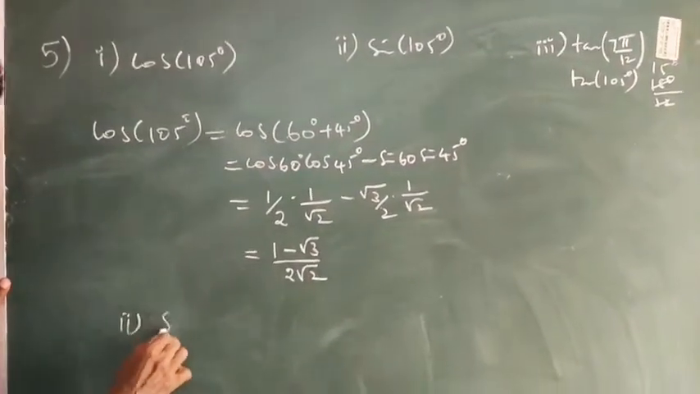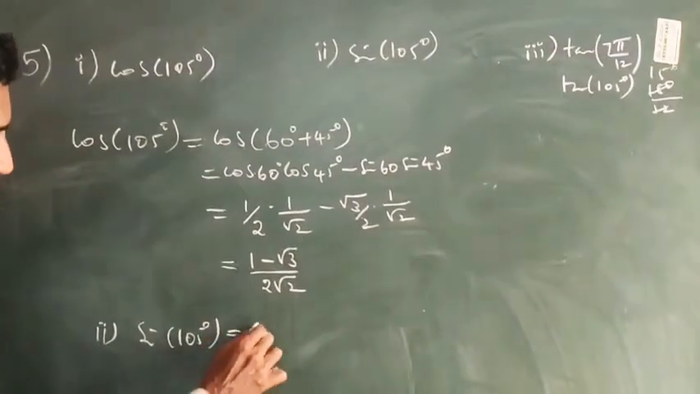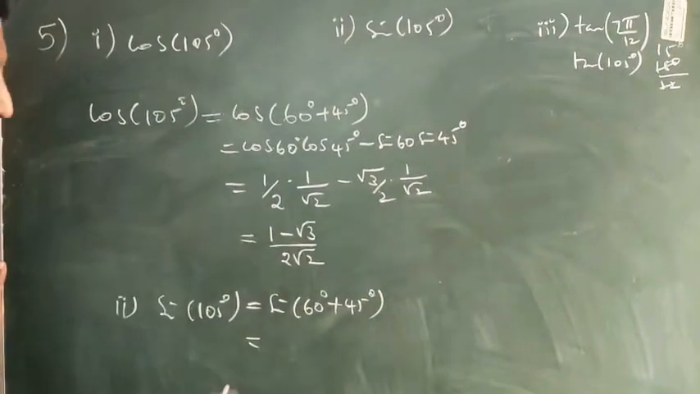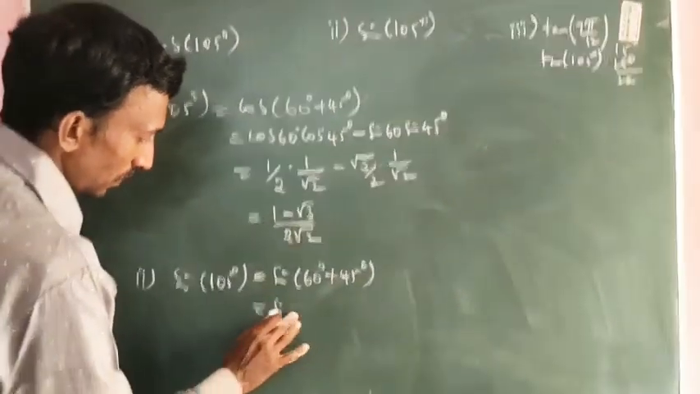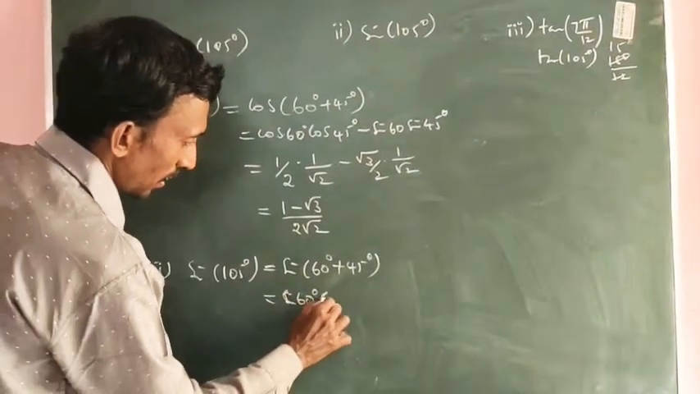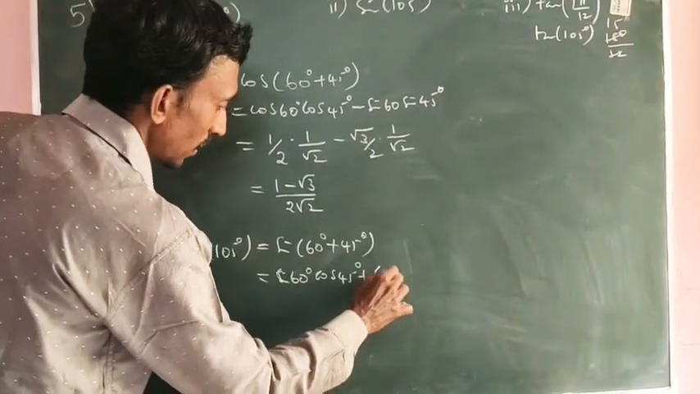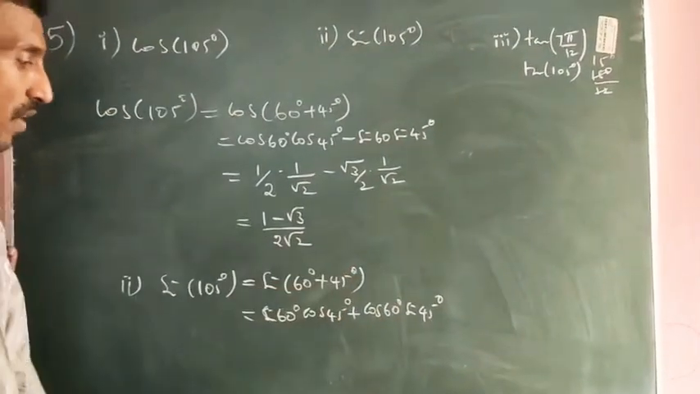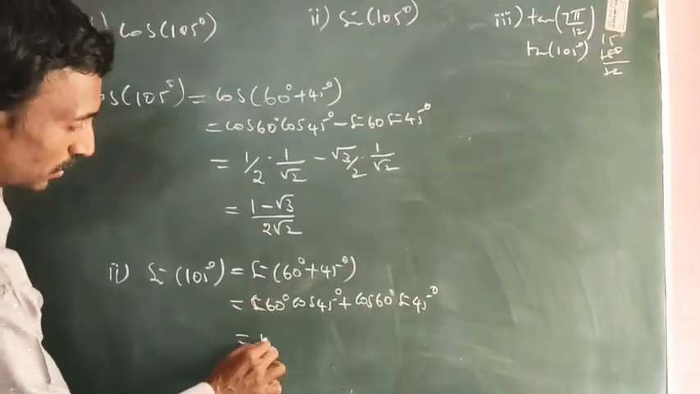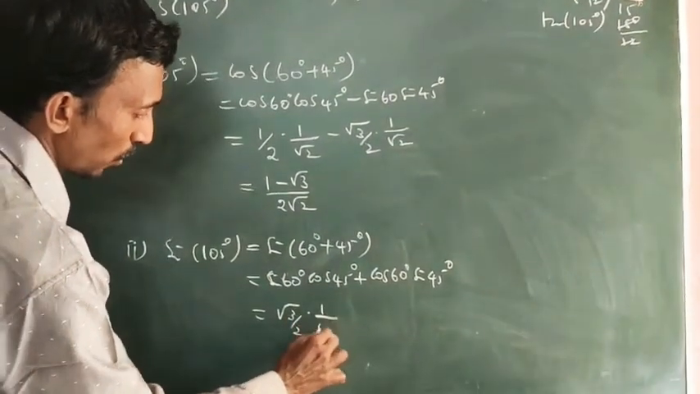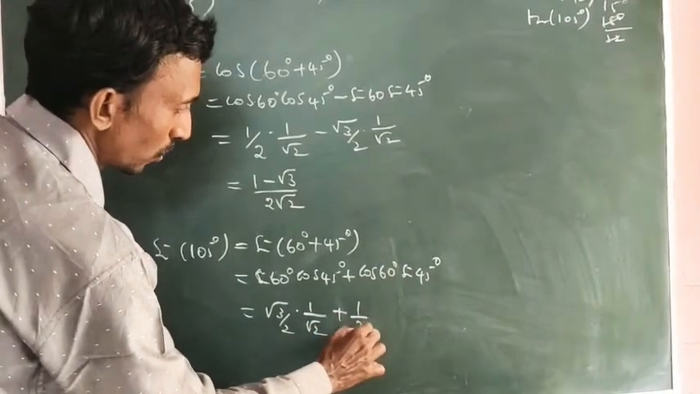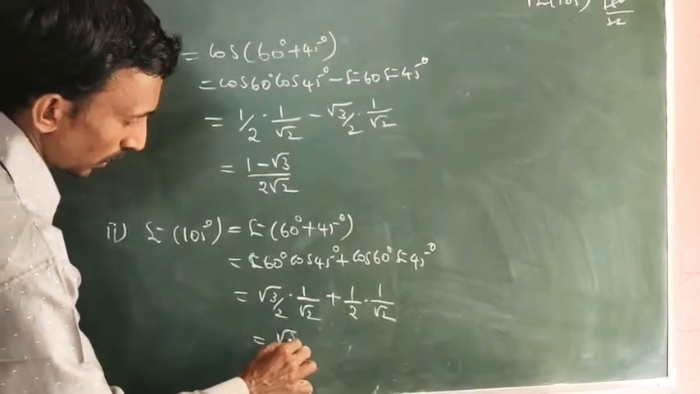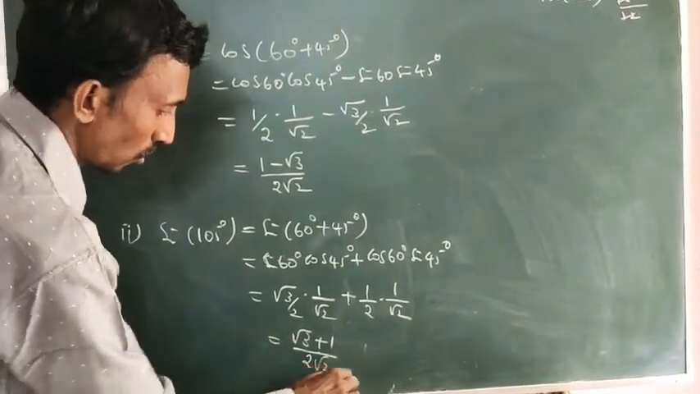Subdivision 2, sin 105, again the same, sin of 60 plus 45. So sin of A plus B is sin A cos B plus cos A sin B, taking A as 60 and B as 45. Sin 60 is root 3 by 2, cos 45 is 1 by root 2, cos 60 is 1 by 2 and sin 45 is 1 by root 2. So we are getting root 3 plus 1 by 2 root 2.